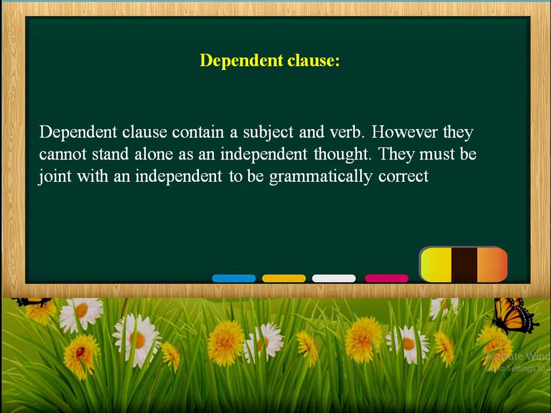Dependent clauses contain a subject and a verb. However, they cannot stand alone as an independent thought. They must be joined with an independent clause to be grammatically correct. I repeat, dependent clauses contain a subject and a verb. However, they cannot stand alone as an independent thought. They must be joined with an independent clause to be grammatically correct.